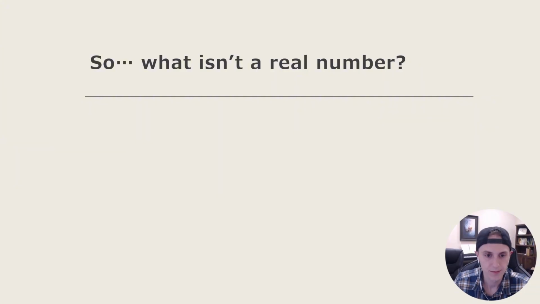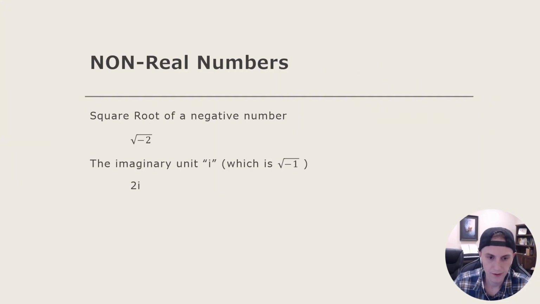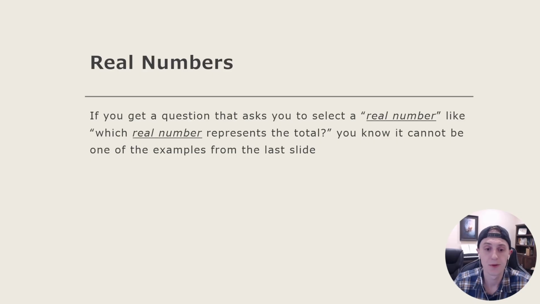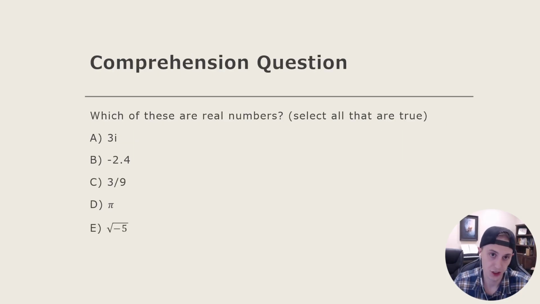What about numbers that aren't real? Non-real numbers. Square root of a negative number is a non-real number. The imaginary unit i is a non-real number. This may not come up on your test, but let's cover it just to be thorough. The square root of a negative number introduces the imaginary unit i, that's what i stands for, imaginary, which is equal to the square root of negative 1. If you get a question that asks you to select a real number, which real number represents the total, it cannot be one of the examples from the last slide. So if there's any i's or square root of a negative number, those are not going to be the correct answer. So let's do a comprehension question to see if you understand what I just said.